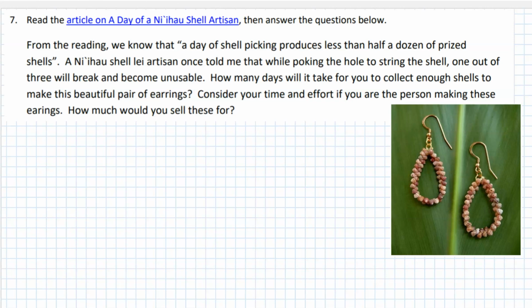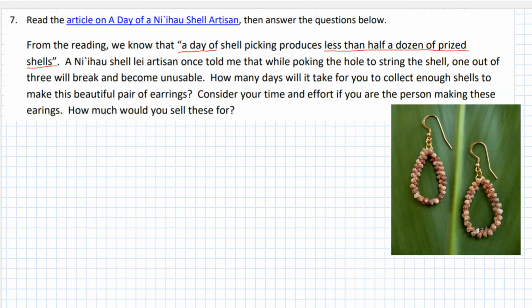Hey class, this is the problem about the ihau shells, the earrings here. I think this article is a pretty cool article to read, so you should read that first before you start the problem. But in the reading, the information that we get out of that is 1 day of picking will give you less than half a dozen prize shells to use to string the earring.